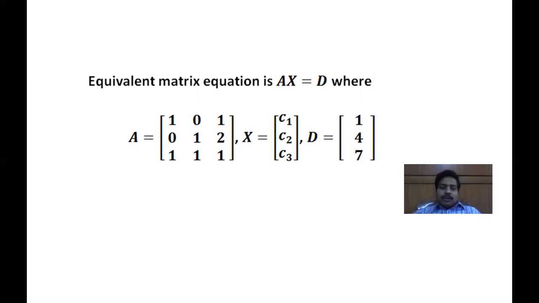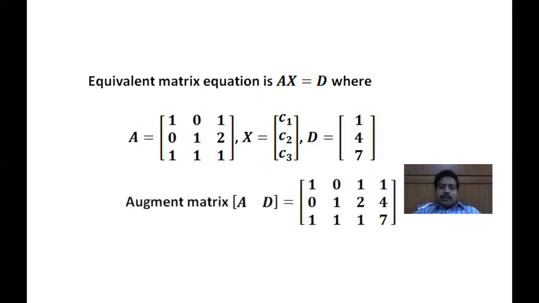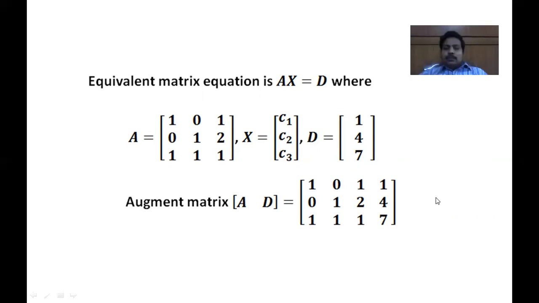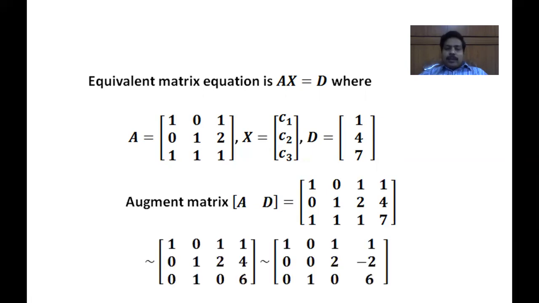So to find the solution for this matrix equation, we form an augmented matrix AD by adding the column of D to A. So now this is AD. Now we need to convert this into reduced echelon form by performing elementary row operations. So these are the elementary row operations.